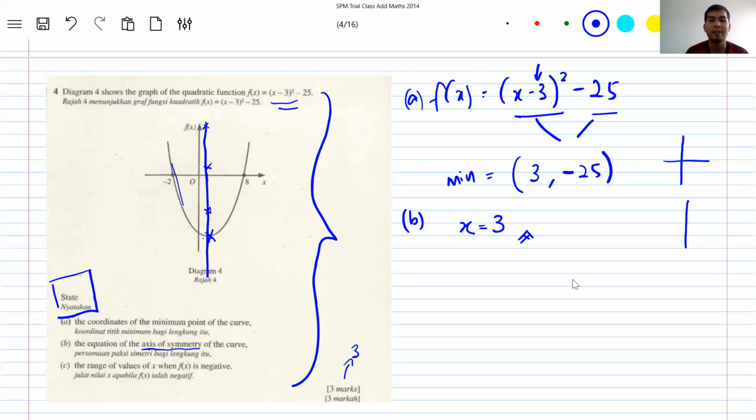In the case of a horizontal line, which is not tested in this question, it's as simple as y equals to whatever. This is just very simple things to know.